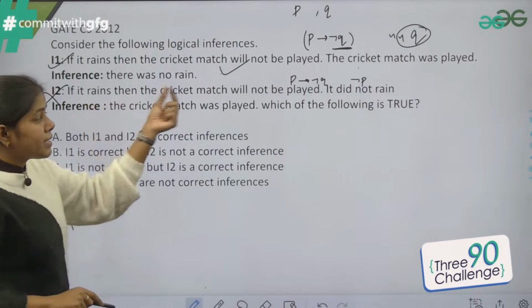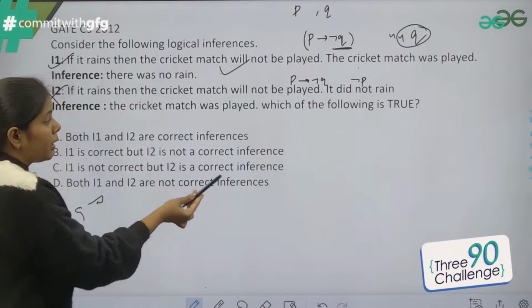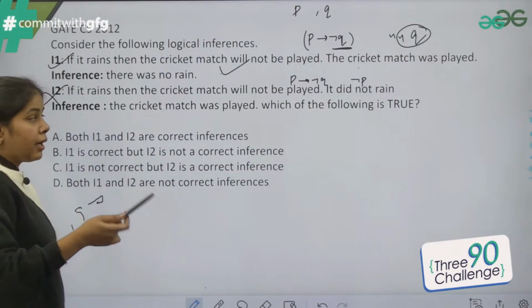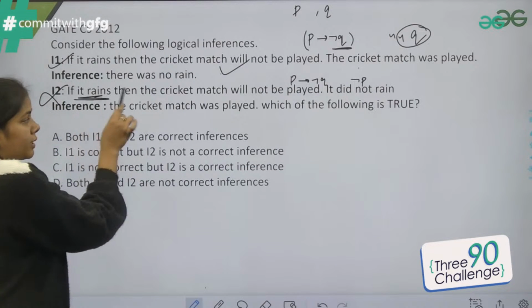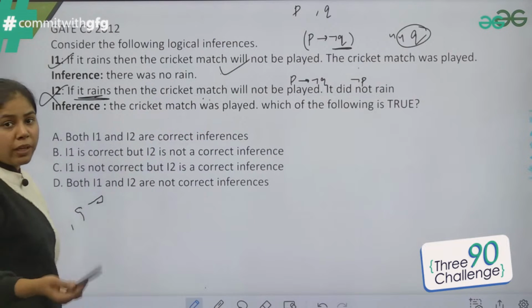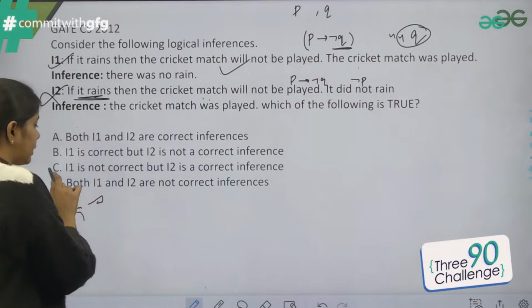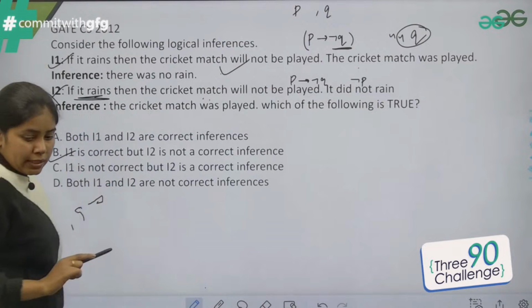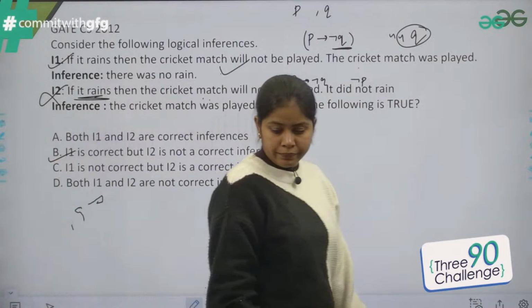Yes, they are saying if it rains, the cricket match will not be played. It did not rain, right? So we do not know what would happen if it doesn't rain. Cricket match played or not played. So this is not a correct inference. So I can say that L1 is a correct inference, L2 is not.